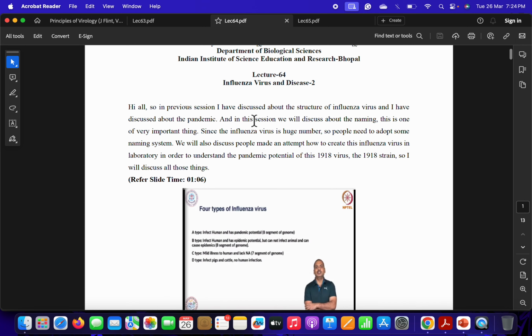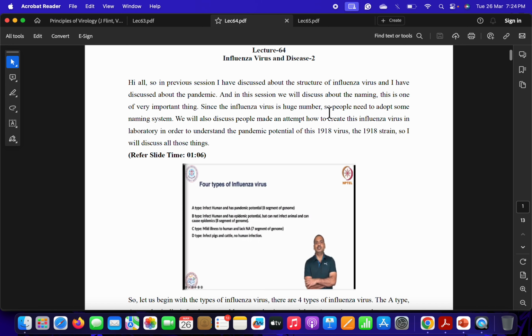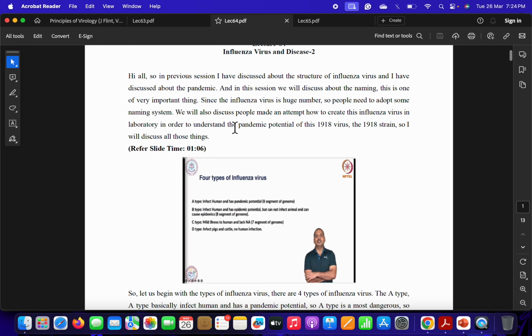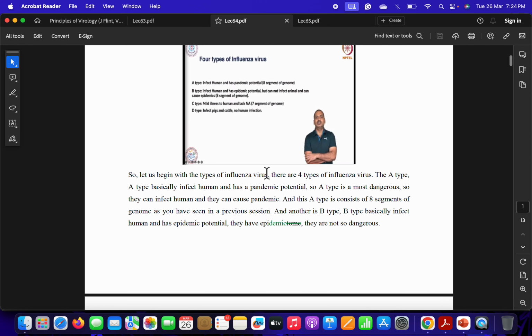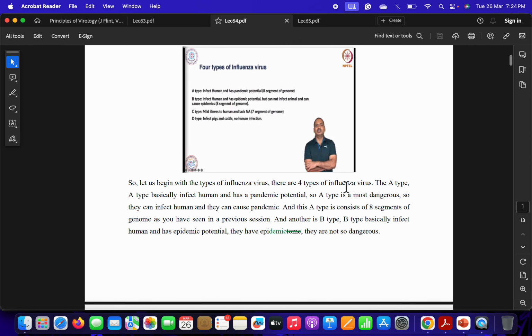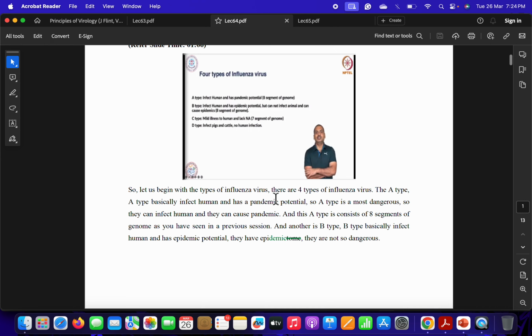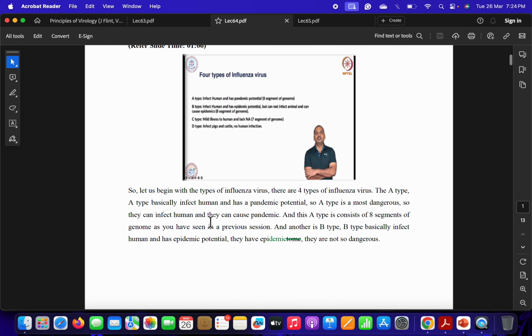In the previous lecture, we discussed the structure of influenza virus, and you have seen that there are four types of influenza virus. The A type infects humans and has pandemic potential. A type is the most dangerous, as it can infect humans and cause pandemics. And this A type consists of 8 segments of genome, as you have seen in our previous session.